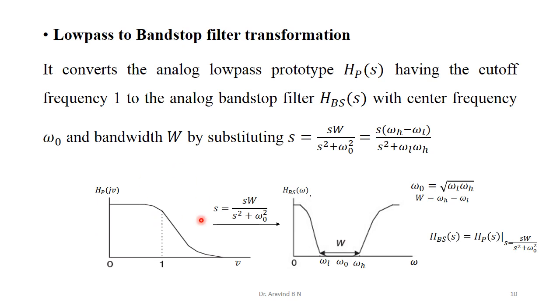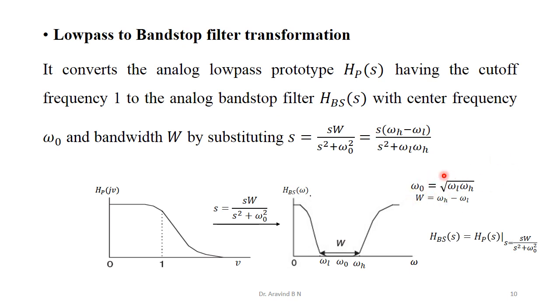Low pass prototype, after applying S is equal to SW divided by S square plus omega naught square, we are going to get the band stop filter with bandwidth W, center frequency omega naught, omega L is the lower frequency, omega H is the higher frequency. Defining omega naught and W same as the previous one. So this is what we are going to get.